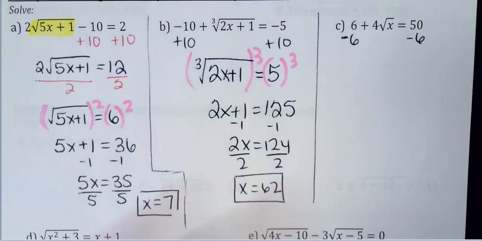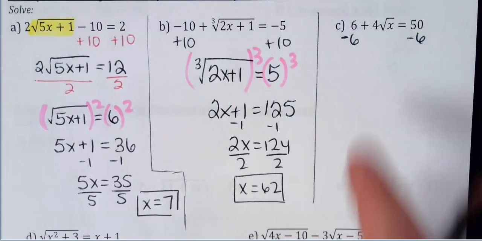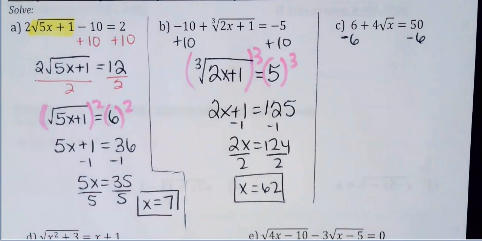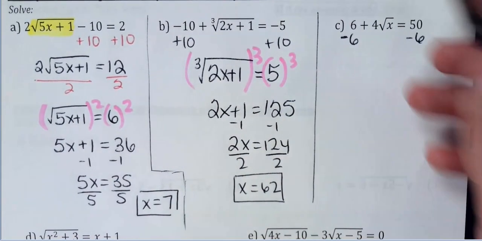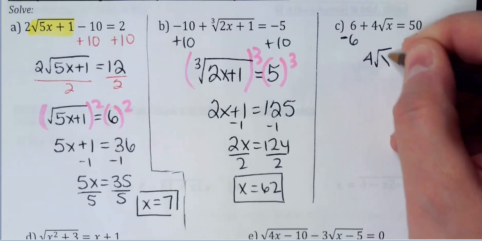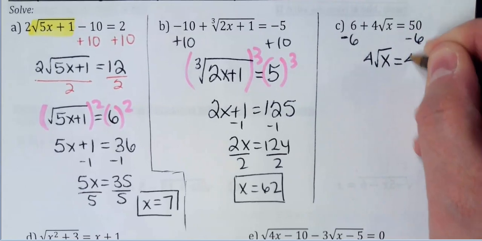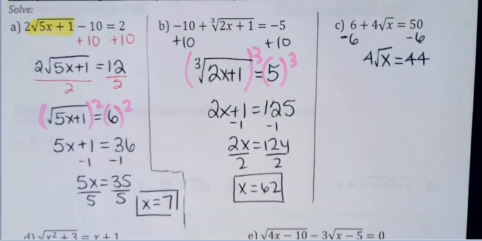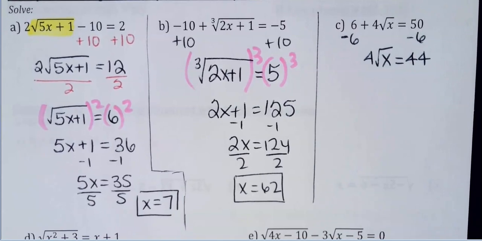Get rid of the 6. It's to the side. The 4 is attached to the radical. Do not add those numbers together. Move the 6 by subtracting it. Then you have 4 times the square root of x equals 44. Okay, what should I do from there? Divide. Yeah, get rid of the 4.